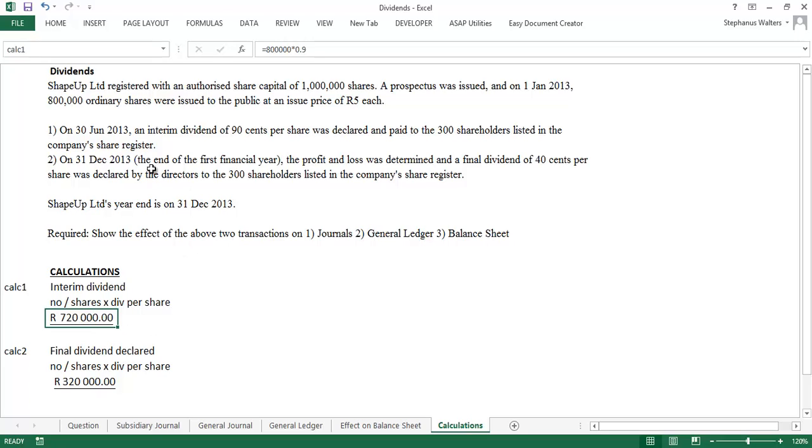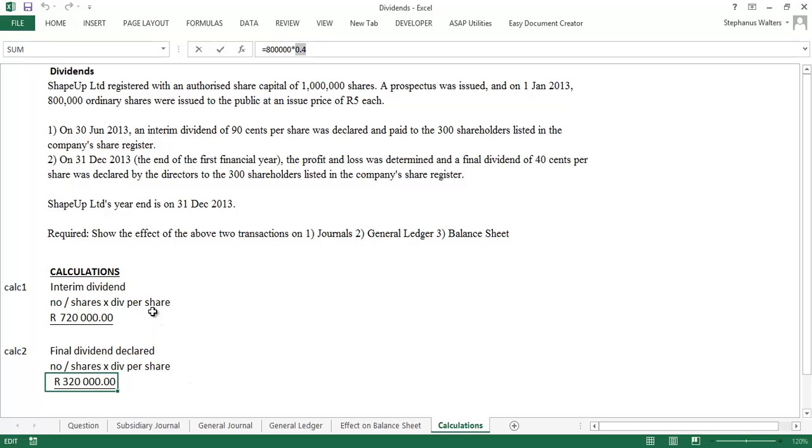And the final dividends was 40 cents per share. Again, the exact same principle. Take the number of shares, which is 800,000, and we're going to multiply that by the 40 cents per share. Look at the top here in the formula bar, and that's going to give me my 320,000 rand dividends at the end of the year. Now this one would have been paid and this one would not yet have been paid. It's only been declared by the directors and this one has already been paid.